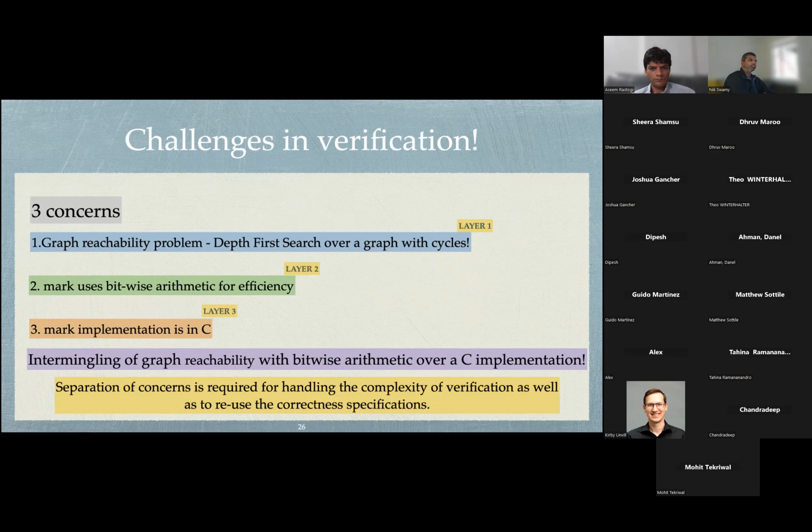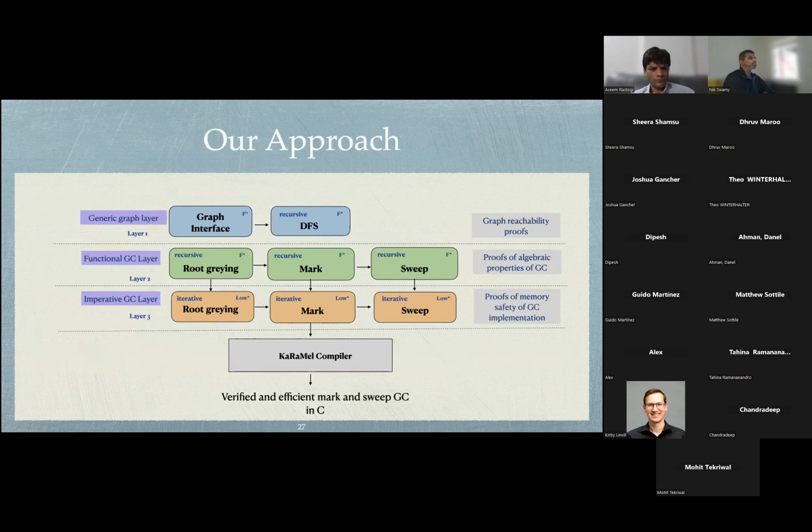In order to handle the complexity associated with verification, we have decided to separate these concerns into three different layers. This is our approach. The topmost layer is the graph interface layer, where a DFS uses the graph interface to run DFS. The second layer is implemented in F star. It's a recursive layer. Root graying, mark, and sweep are implemented in this layer in F star, and all the algebraic properties of the GC are proved in this layer, as well as the equivalence between mark and DFS.